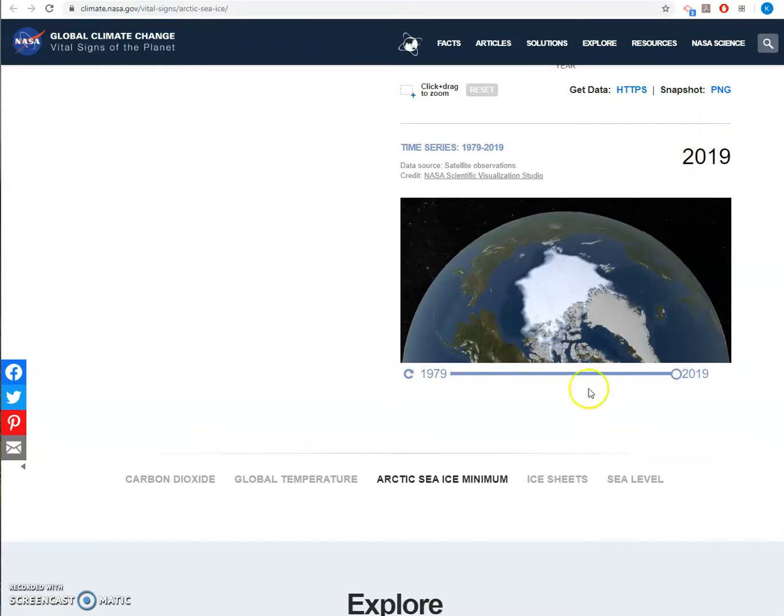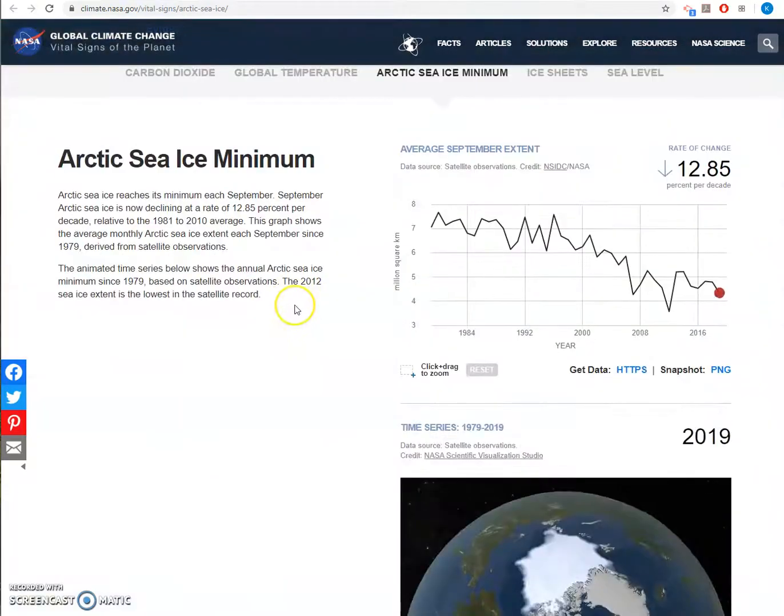And you can see every year going by up here in the top. So if I drag it back, you'll see 2002, 2006, right? Okay, so that's how you can use that to help you out. I think that this one's pretty straightforward. There's less sea ice. Okay, let's go on.